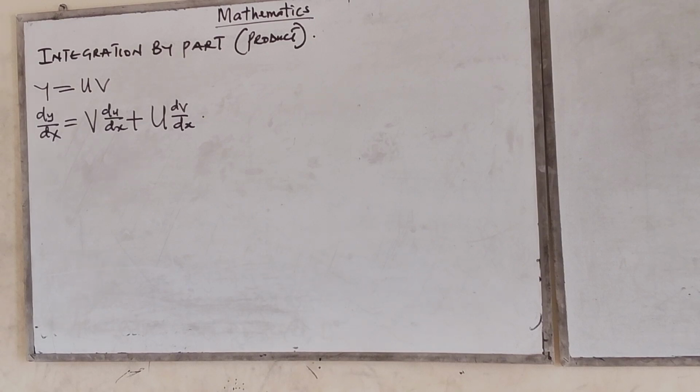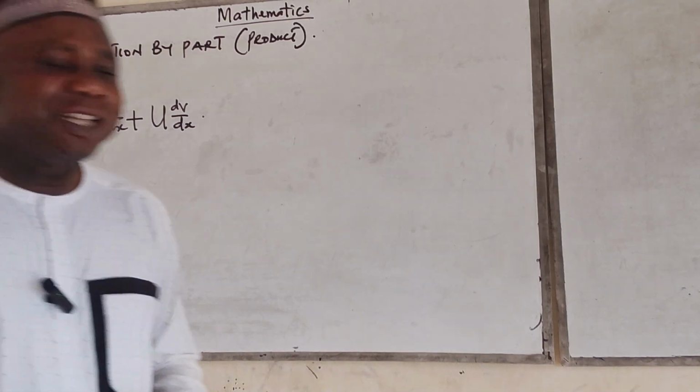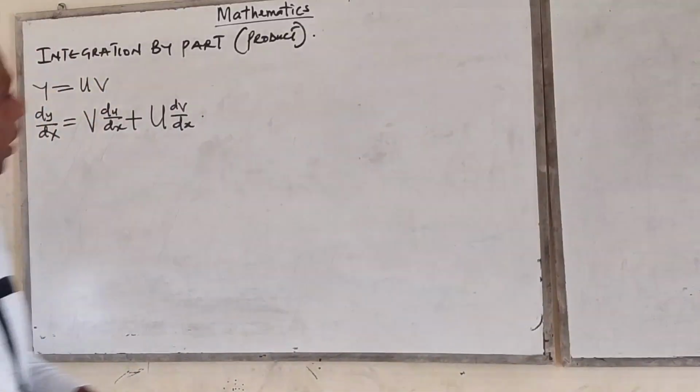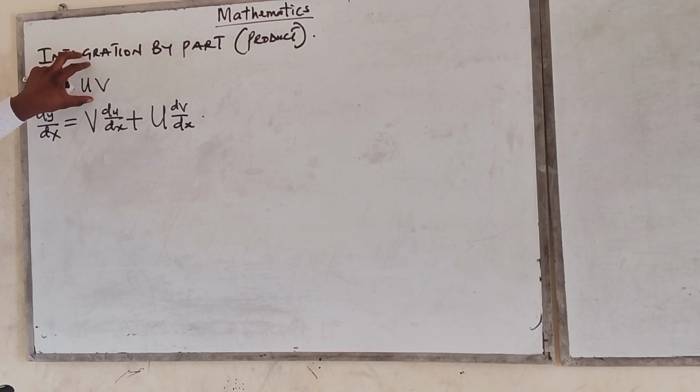Yes, if y is equal to uv, dy/dx, we said, is v du/dx plus u dv/dx. That's differentiating product functions. Now, today we are looking at integrating product functions. Now, let's look at this.